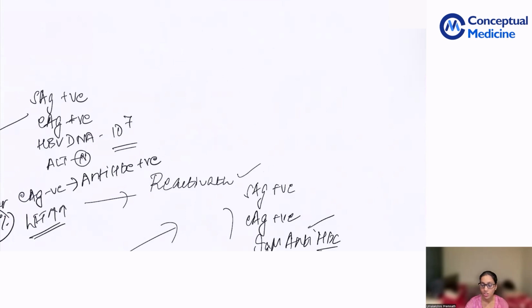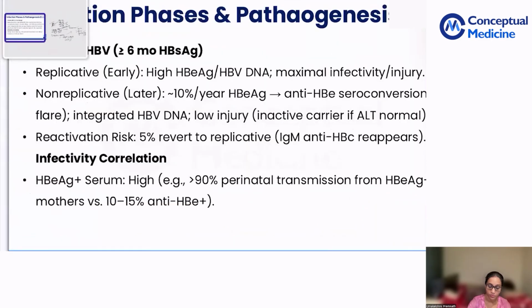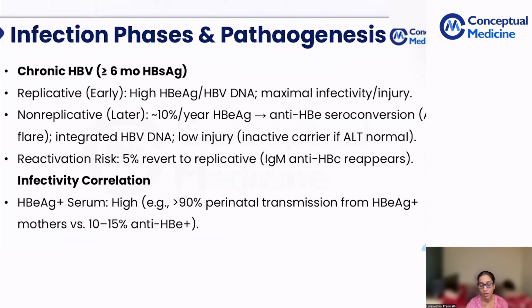So when does reactivation occur? That is commonly when the patient undergoes any chemotherapy or any immunosuppressant medication, like infliximab. Any immunosuppressant the patient is taking, or any chemotherapy, or any organ transplant, they also will be on immunosuppressants to reduce the rejection. In such patients also, suddenly there will be reactivation. So regarding infectivity correlation, HBeAg always has the highest infectivity.